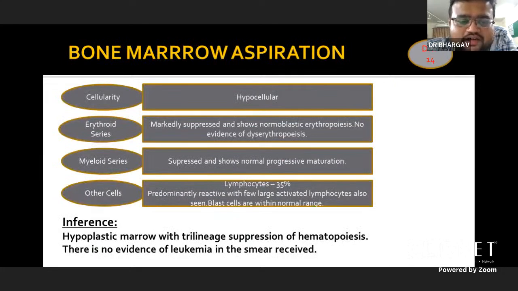On bone marrow aspiration, we found the bone marrow is hypocellular with the erythroid series markedly suppressed and showing normoblastic erythropoiesis. There was no evidence of dyserythropoiesis. The myeloid series was also suppressed and showed normal progressive maturation. Commenting on the other cells, the lymphocytes were 35%, predominantly reactive, with a few large activated lymphocytes also seen. Blast cells are within normal range. So the inference of bone marrow aspiration was hypoplastic marrow with trilineage suppression of hematopoiesis. There is no evidence of leukemia in the smear received.